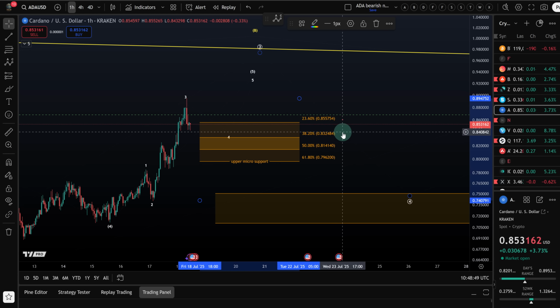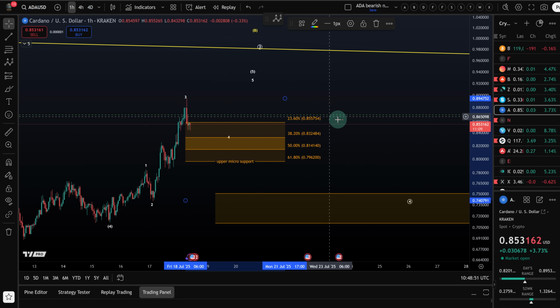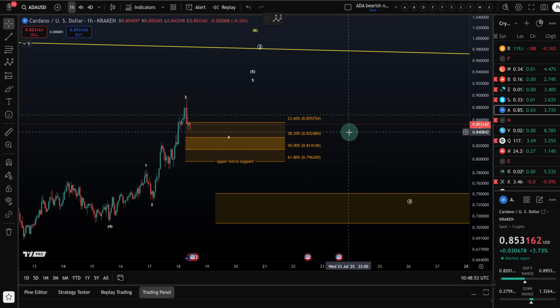This is going to be the area to watch, and we're already testing that area right now. Next support is therefore at 83.2 cents. This is the 38.2 retracement, typically an ideal target for a fourth wave.